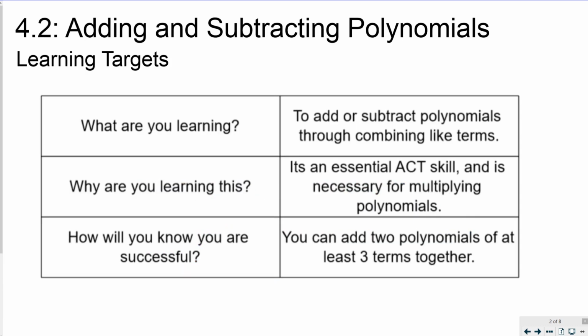So adding and subtracting polynomials, we're going to be doing this through combining like terms because it's an essential ACT skill and is going to be necessary for when we multiply polynomials, which is the next section. And you'll know you're successful when you can add two polynomials of at least 3 terms together.